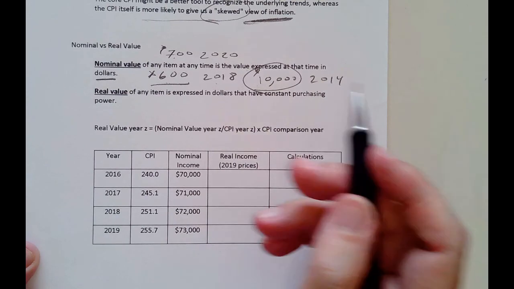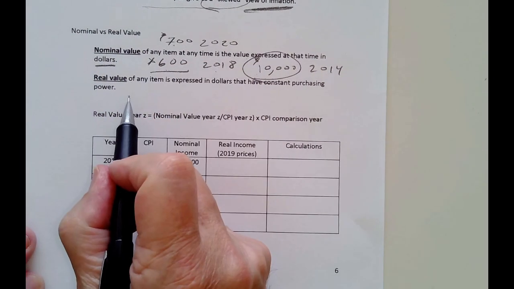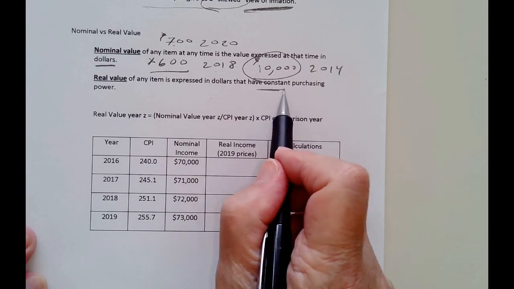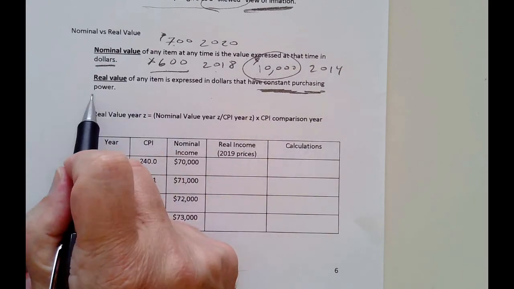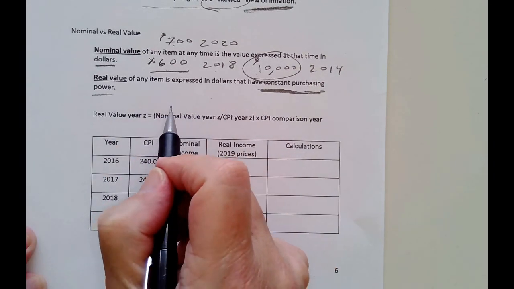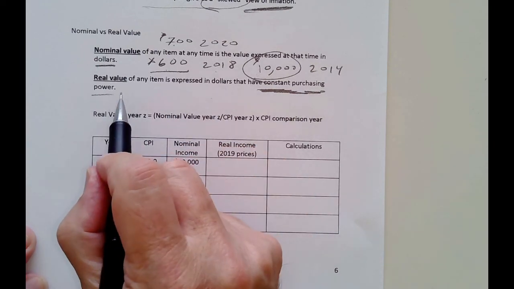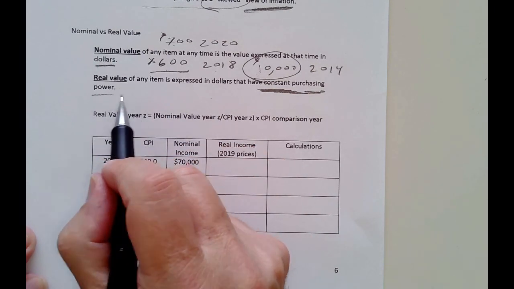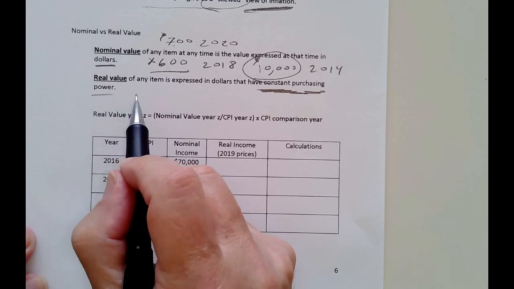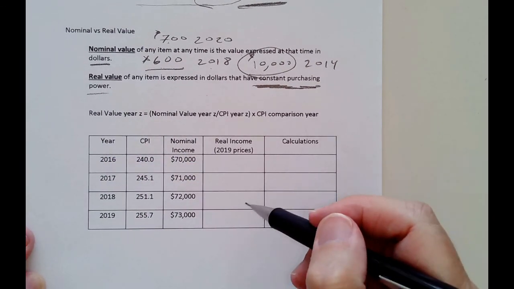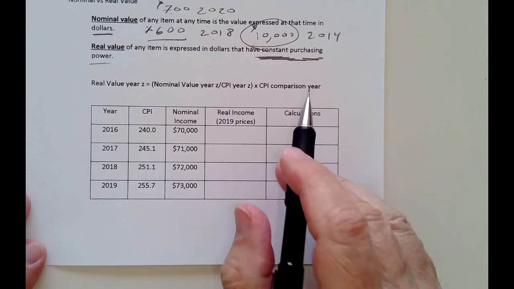The real value is what you want to look at. The real value of any item is expressed in dollars that have constant purchasing power. If you have dollars with constant purchasing power, you've taken inflation out of the system. So real value comparisons are meaningful, nominal value comparisons are not. The next step is to go through some examples of converting nominal values to real values, and that'll be the topic of next lecture, part 3.